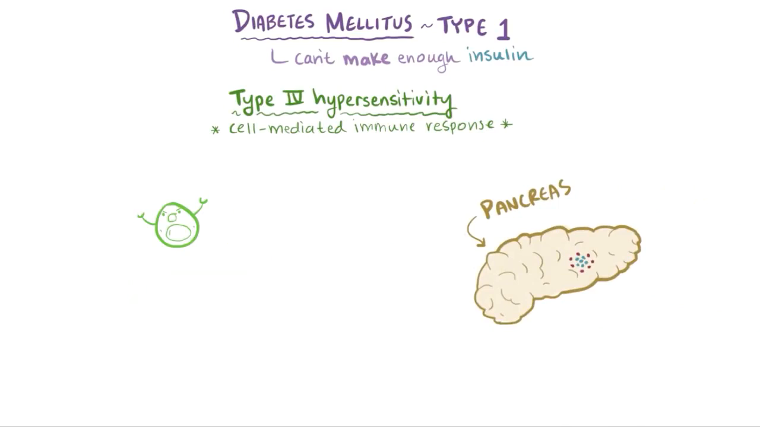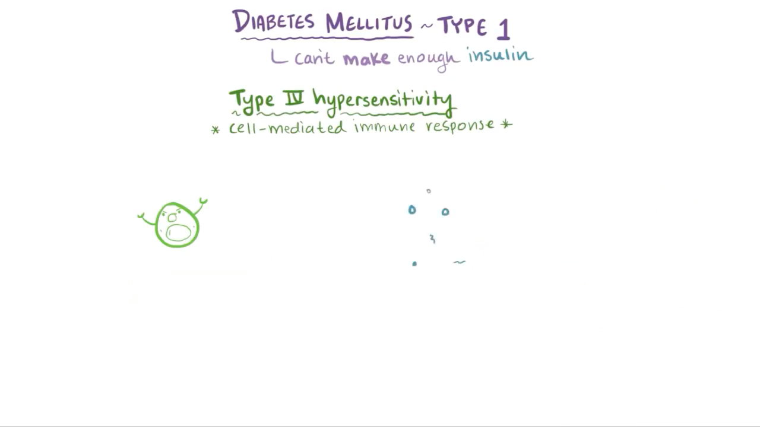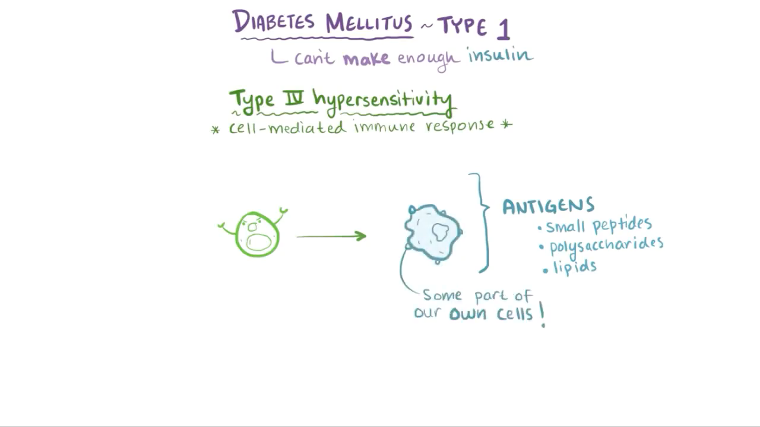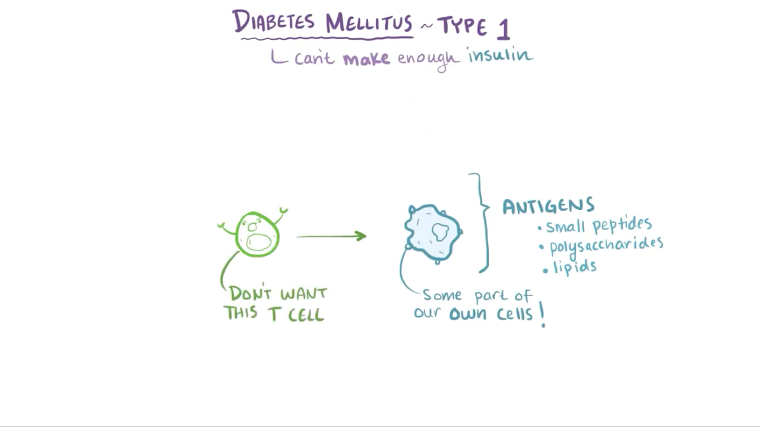As a quick review, remember that the immune system has T cells that react to all sorts of antigens, which are usually small peptides, polysaccharides, or lipids, and that some of these antigens are part of our own body's cells. It doesn't make sense to allow T cells that will attack our own cells to hang around, and so there's this process to eliminate them called self-tolerance.